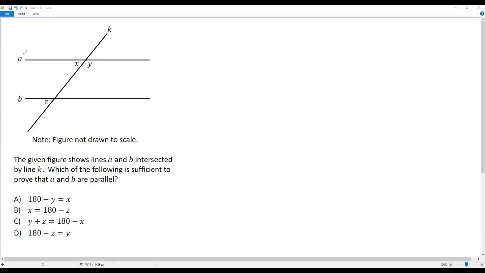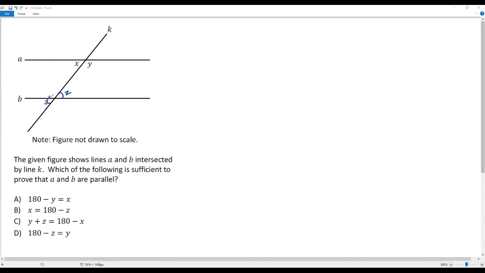Okay, here we have two lines A and B. Both the lines are intersected by the third line K. Then line K is called transversal. Now let me consider the angle over here, that is Z, and also consider this angle. So these two angles are vertical angles and they are equal. Since this one is Z, then this one also must be Z.